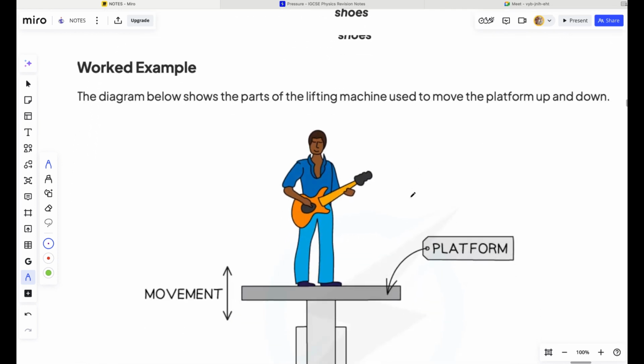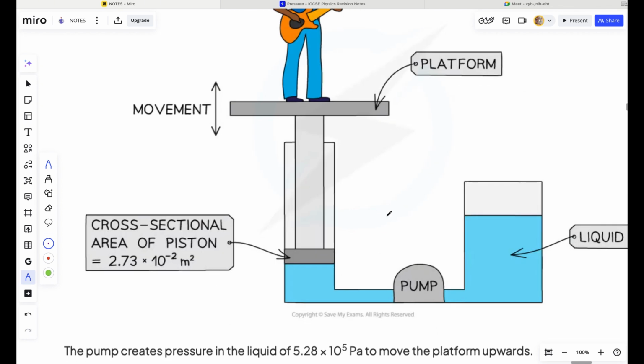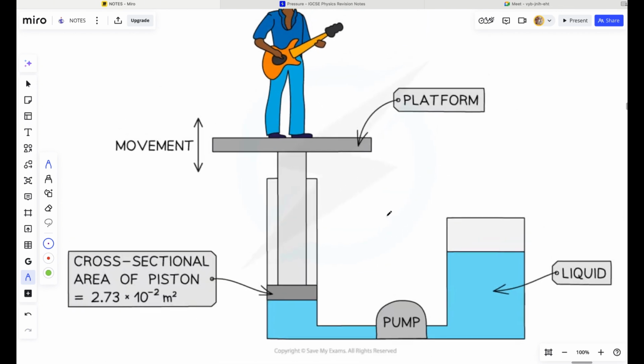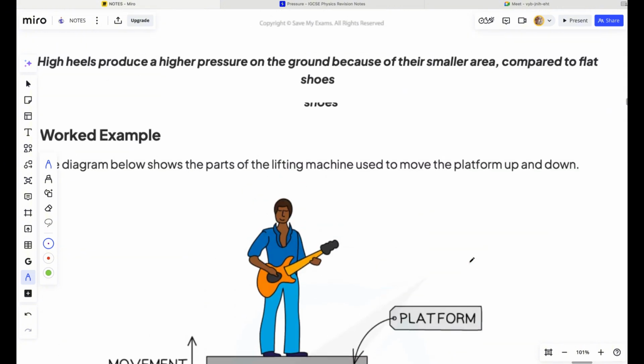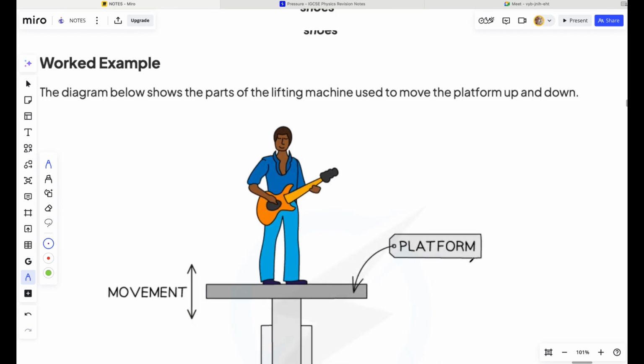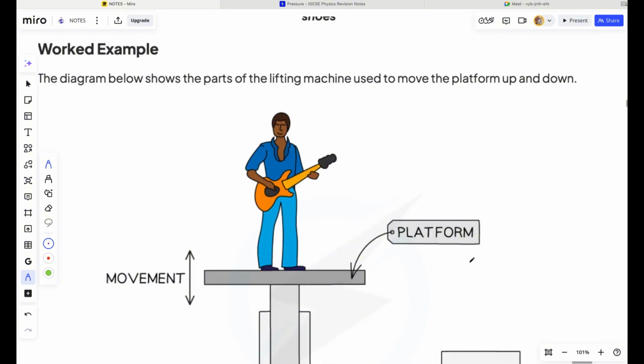Now let's move on and take a look at this example. The diagram below shows part of the lift machine used to move the platform up or down. You can see this is a hydraulic system. This is used in a hydraulic system.